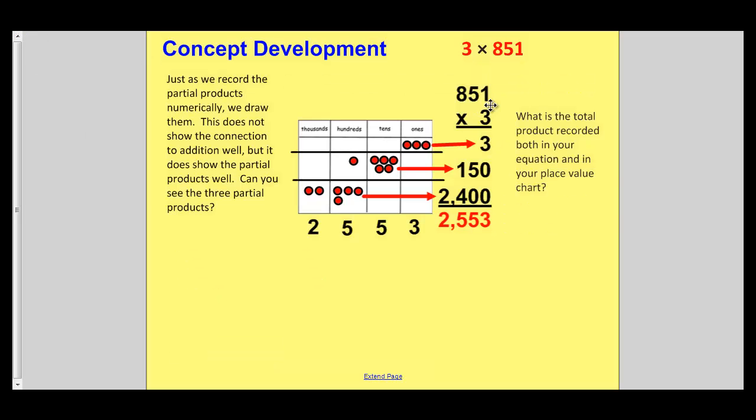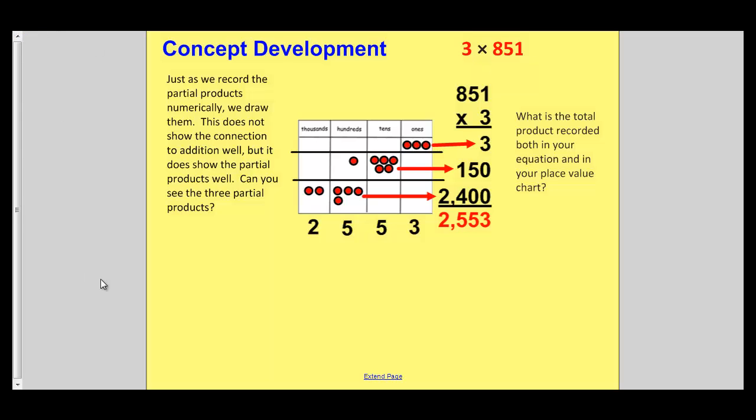Now we're going to show this in our partial product. So we've got 851 times 3. Here's 3 times 1, which is 3. Then here's 5 tens times 3. Here's 8 hundreds times 3. And the total is 2,503.